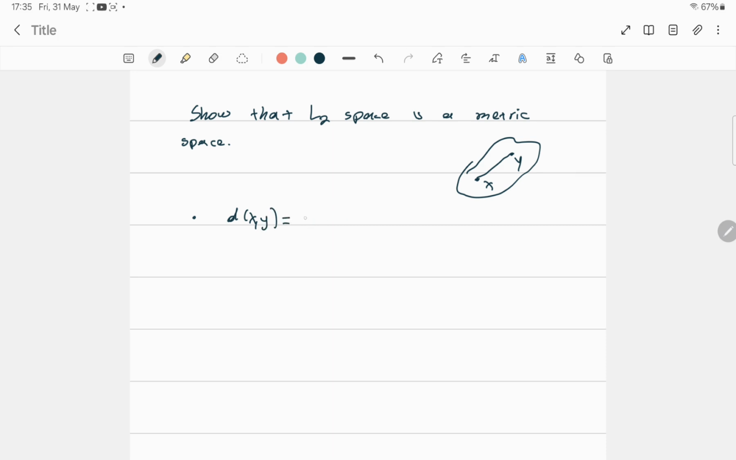d(x,y) is the distance, this length here, and this can be written as the norm of minus (y minus x). So this is d(y,x). d(x,y) equals d(y,x), which is the symmetry property.